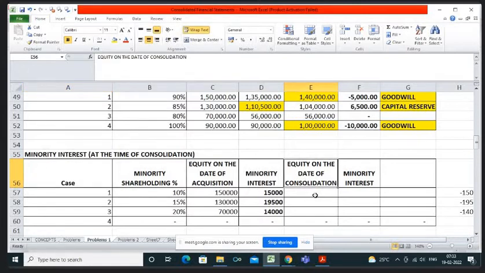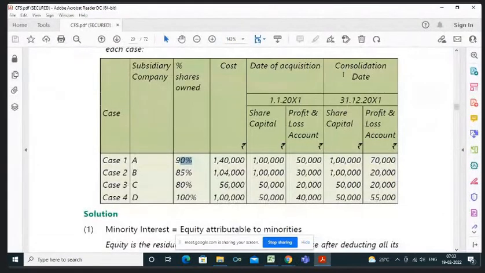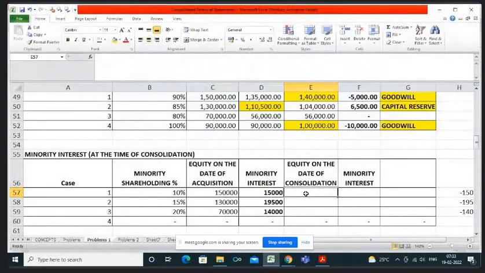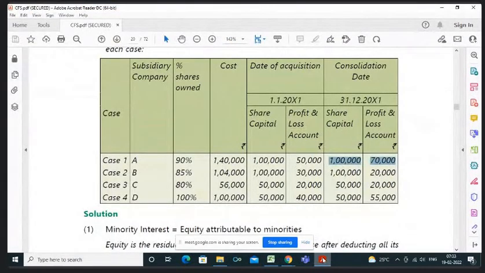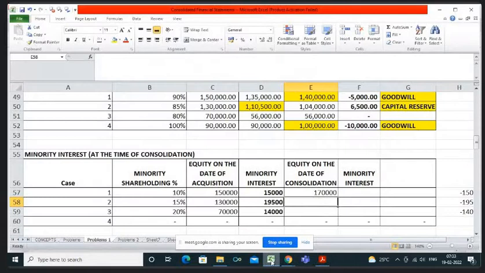Now we have to find out the equity on the date of consolidation. When will the consolidation happen? The consolidation will happen on 31/12/2011. So we have to find out the equity of the subsidiary. Here how much will it be? 1 lakh plus 70,000, it will be 1,70,000. The second case, 1 lakh plus 20,000.